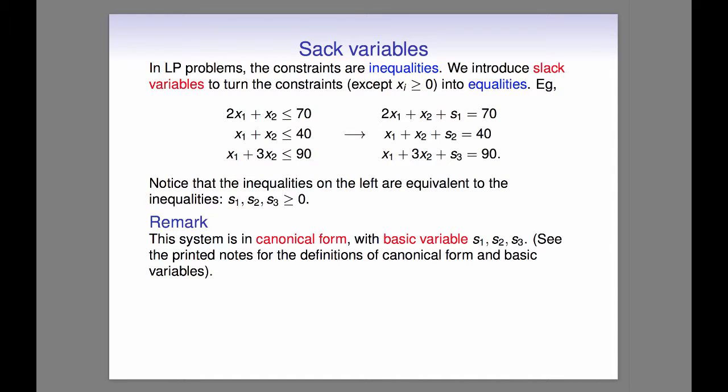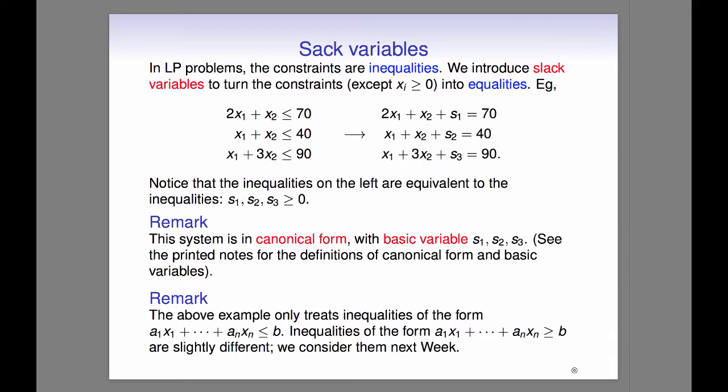Now, this process involves concepts called canonical form and basic variables, and you can read about them in the printed notes. I'm not going to go through that here, just don't have enough time. But the idea is that when you start the process, the slack variables are your basic variables. And as you go through the process of the simplex algorithm, we'll change the basic variables as we go along. We'll have to keep track of which ones are the basic variables.